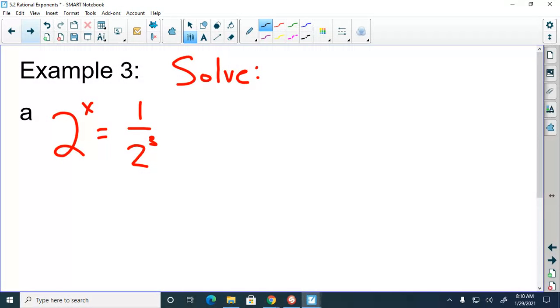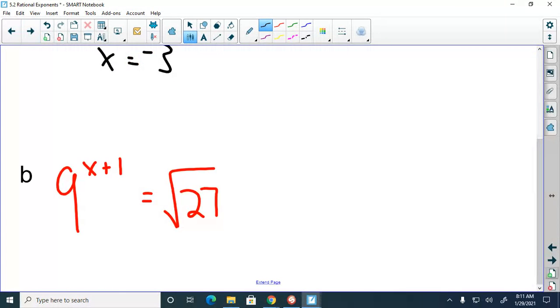So, if we got 1 over 2 to the third, how could you rewrite that? 2 to the negative 3. So what's x? X is negative 3. I lied. This is the last example.